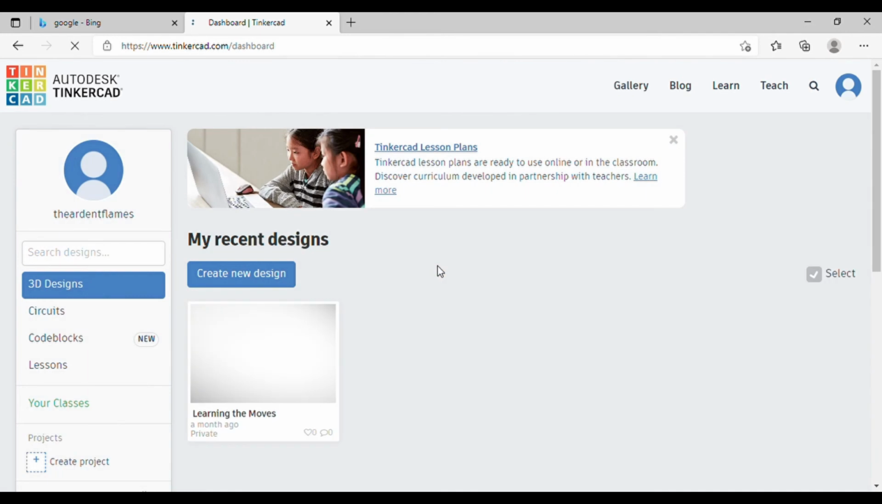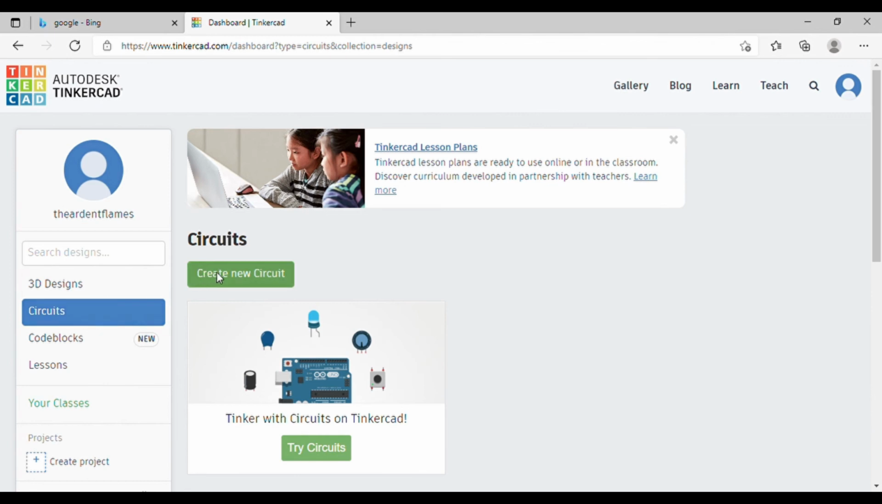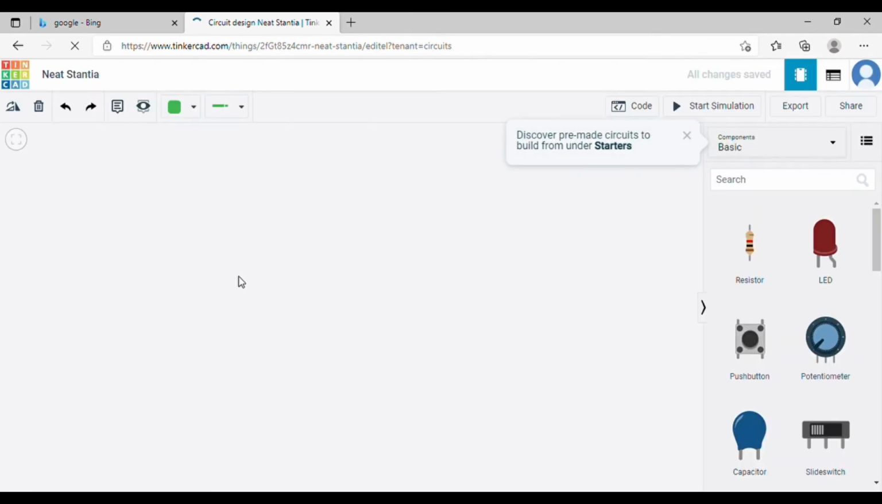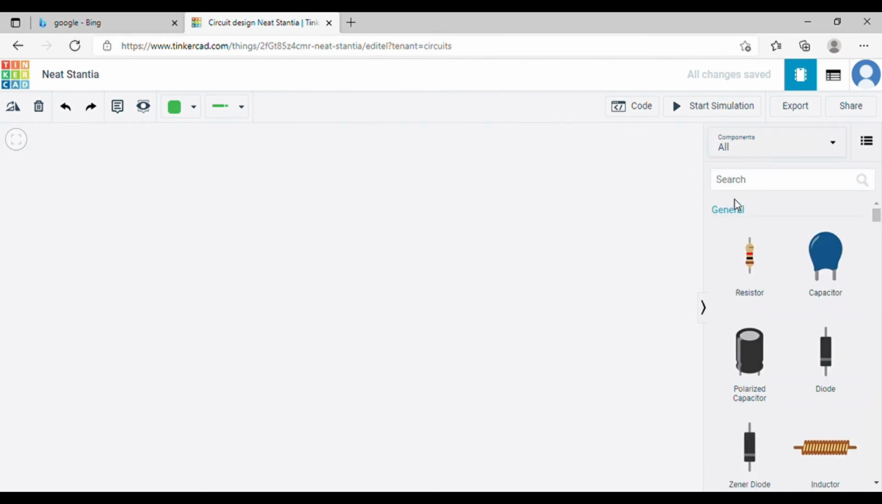The Tinkercad page opens and now we have logged in using the Gmail account. Select Circuits, create new circuit. Change the components from basic to all. We can also change the title of the experiment in the title bar: Verification of Thevenin's and Norton's theorem.